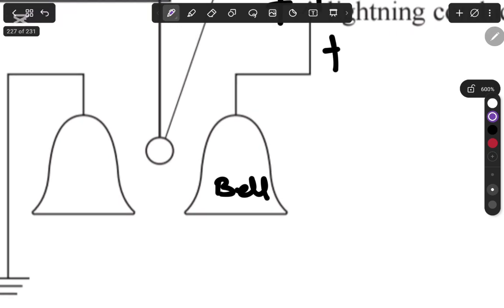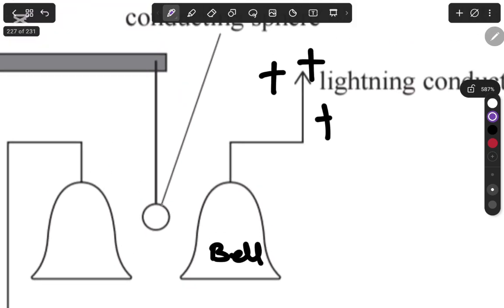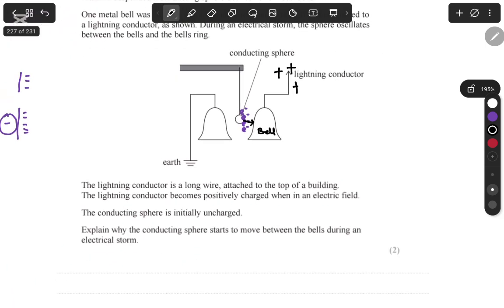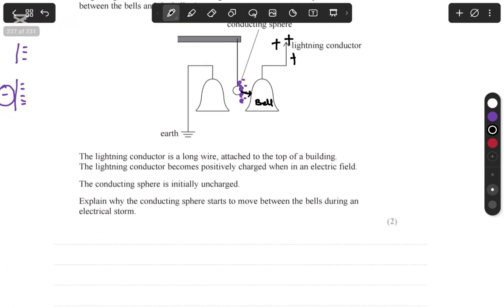So the electrons inside of this conducting sphere will move to the right side because they're attracted to the positive charge, and because of that the electrons will move to the right hand side. And due to this, the conducting sphere will be attracted to the bell on the right hand side. That's basically why the conducting sphere will start to move between the bells.